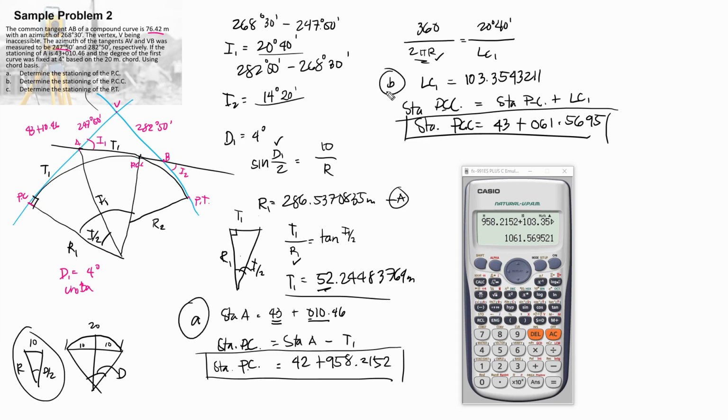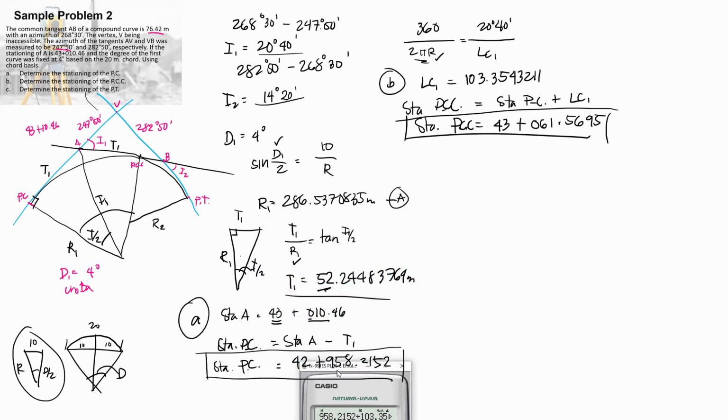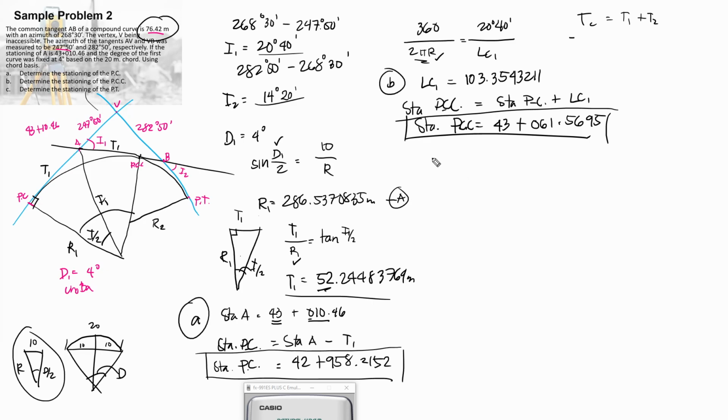Then last question sa PT. Paano natin madadala yung mga measurement na yun kasi wala tayong degree of curvature dito. Tandaan natin yung isang given na yung length nung common tangent. Binigay yung length ng common tangent dito, ito siya 76.42. Di ba ang length ng common tangent is equals dun sa tangent ng 1 plus yung tangent ng 2. Since alam natin yung distance na to, dito na tayo sa baba. So TC equals T1 plus T2.